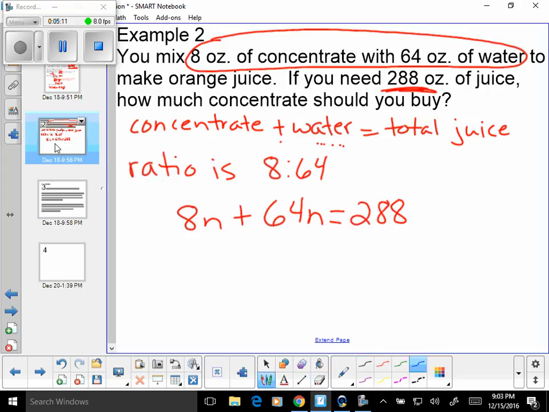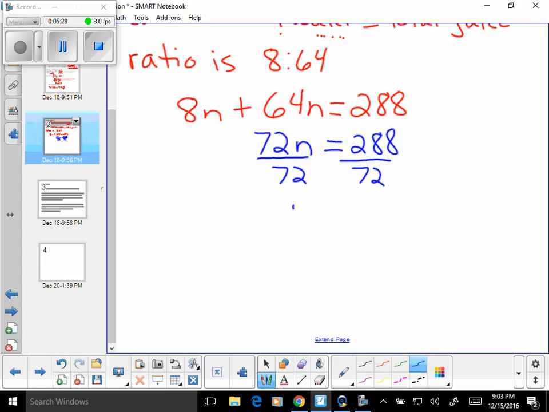Okay, now I have to combine those like terms. What are you going to get? I hope you say 72N, and that's going to equal 288. And I'm going to divide both sides by 72, and N will equal 4.